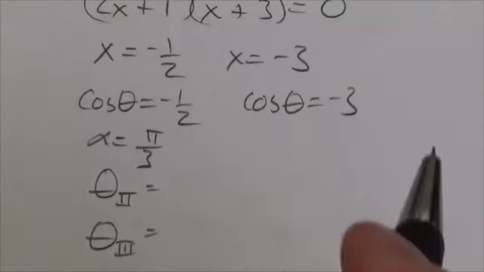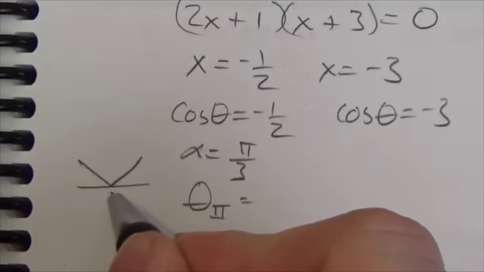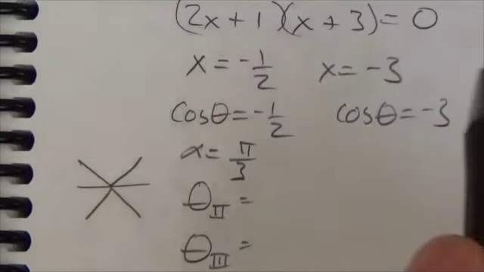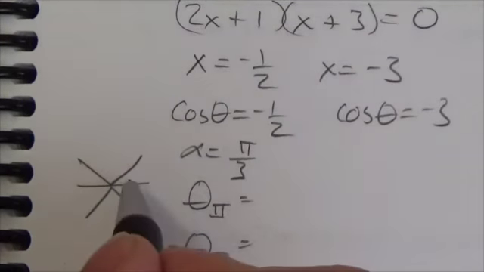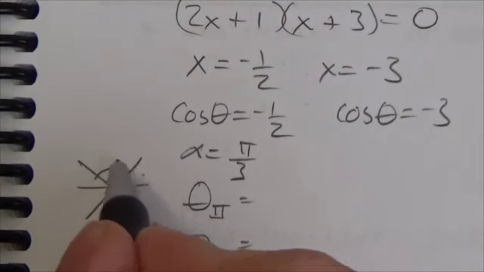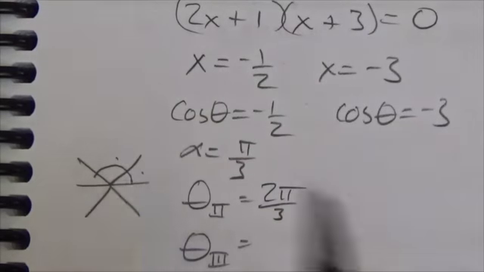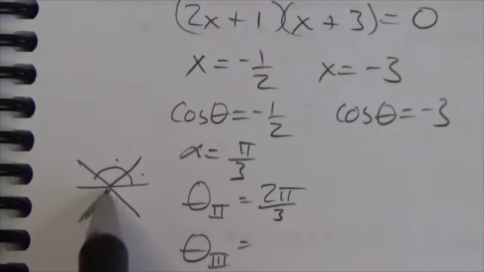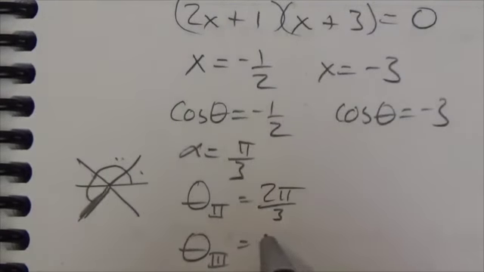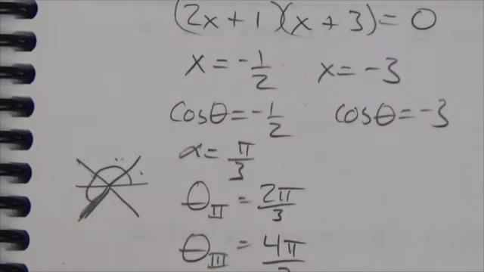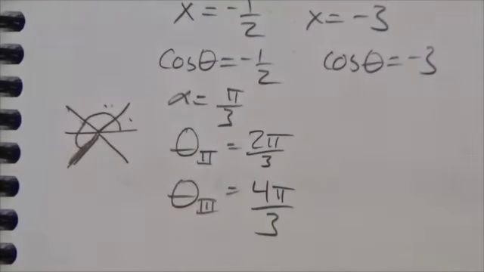Okay, so what pi over 3 does, that reference angle, is it chops the top half of the circle up into thirds. I'm looking for an angle in the second quadrant. Well, that's going to be this terminal arm right here, so that's going to be 2 pi over 3 to get into the second quadrant. To get into the third quadrant, that's this terminal arm right here, that's going to be 1, 2, 3, 4 pi over 3. So those are the two solutions that I'm looking for that come from this first factor.